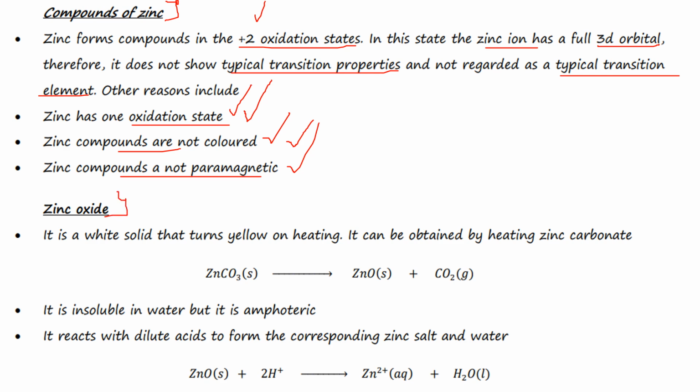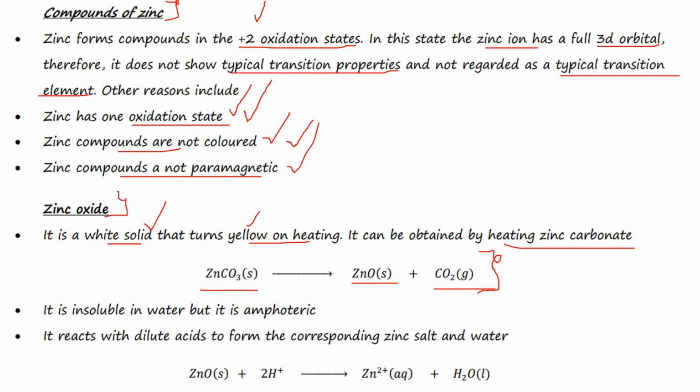Just like others, we said that we prepare oxides from hydroxides, nitrates together with carbonates. So zinc oxide is a white solid that is going to turn yellow on heating. That means it's yellow when warm and it's going to be white on cooling. I hope you know that from the practicals that you have done in chemistry so far. It can be obtained simply by heating zinc carbonate, and we have said that whenever you heat a carbonate, you get an oxide together with carbon dioxide gas.